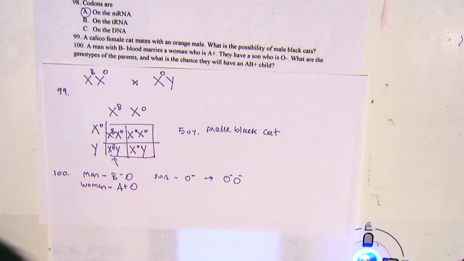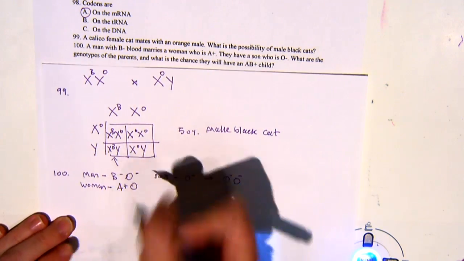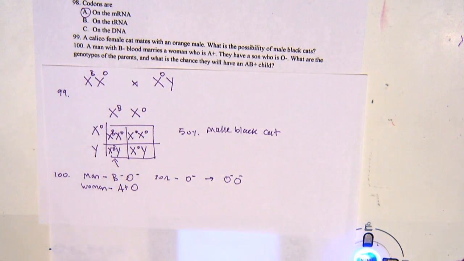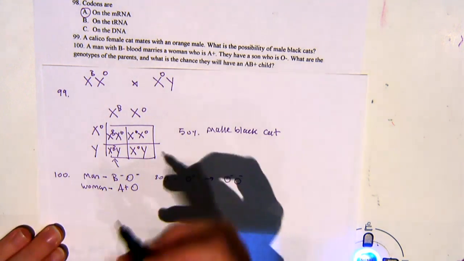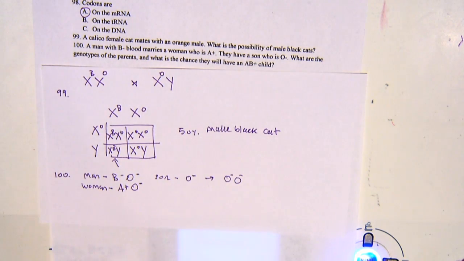Also, we can already figure out what both the man's and the woman's second Rh factor is going to be. If the man is B negative, we know he has to have both negatives. The only one we weren't 100% sure about was the woman, because she could theoretically be heterozygous or homozygous for positive. But since they tell us that the son is O negative, she has to have an allele for negative also. So she's going to be heterozygous for the Rh factor.